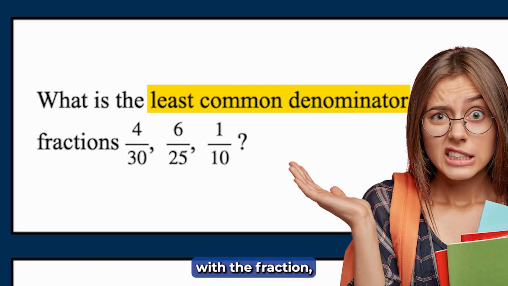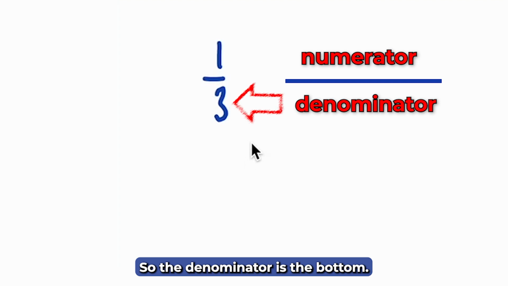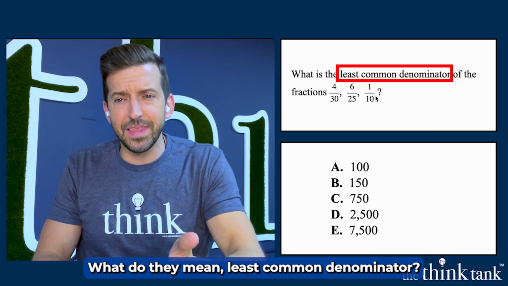Well, let's remember with a fraction. Let's say we've got a basic fraction like 1/3, and I've got this fraction here. The 1 is the numerator, the 3 is the denominator. So the denominator is the bottom. Let's establish that. What do they mean least common denominator?